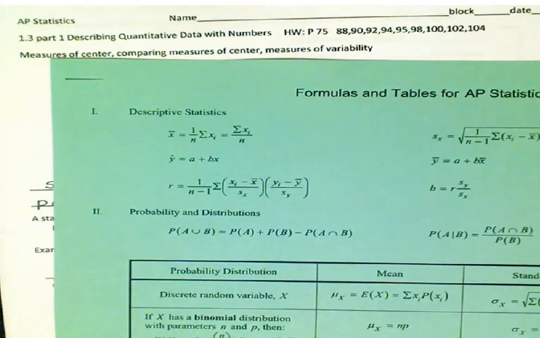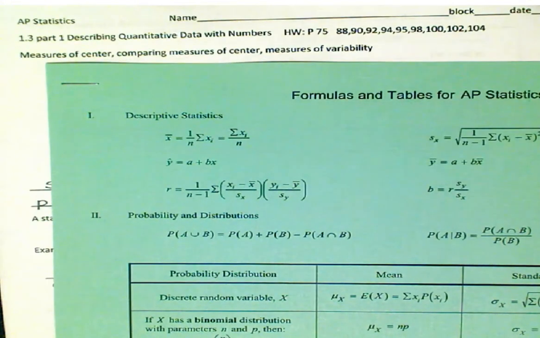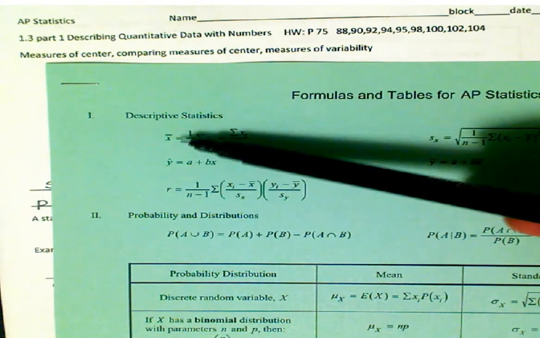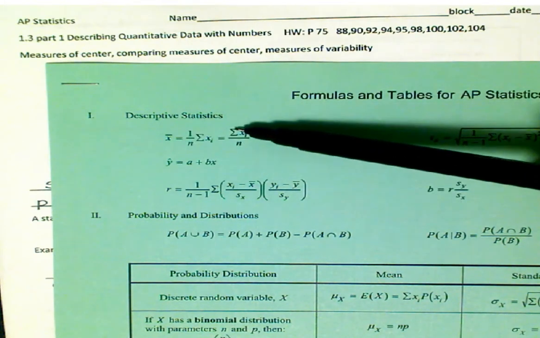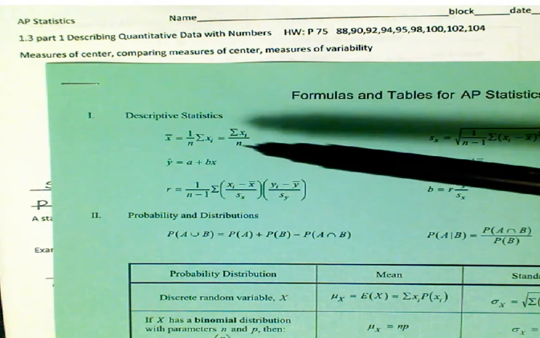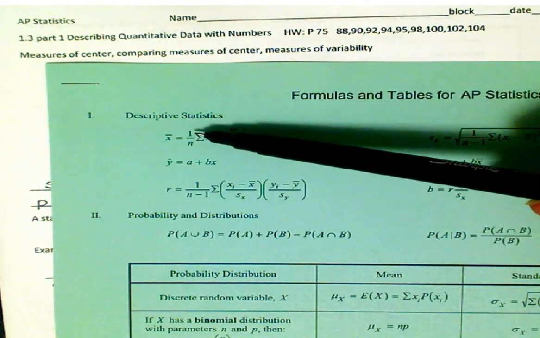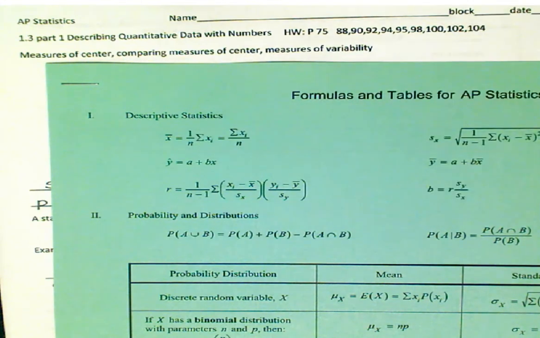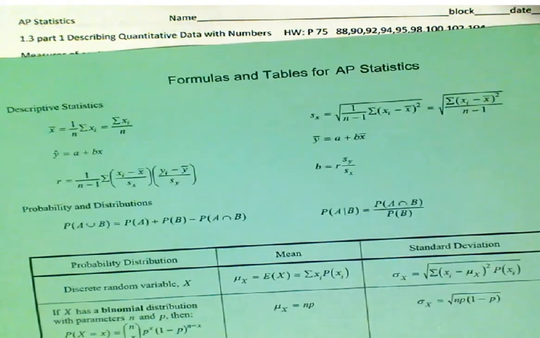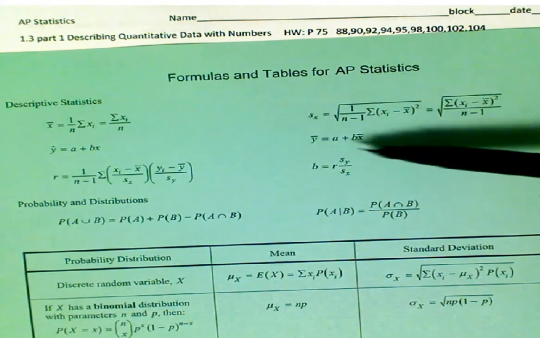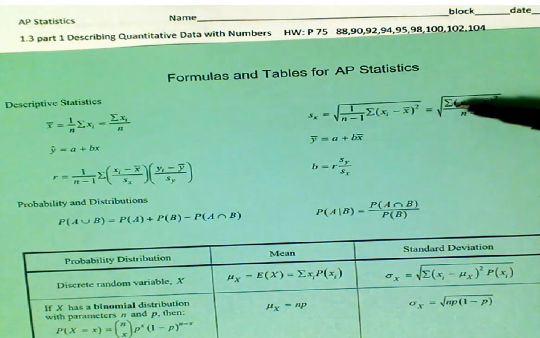So on your formula sheet, under descriptive statistics, x bar is equal to the sum of all the x values divided by the number, or the sum multiplied by 1 over n. So we're going to talk about that today, and then the other formula we're going to talk about is your standard deviation formula, which is also on here.